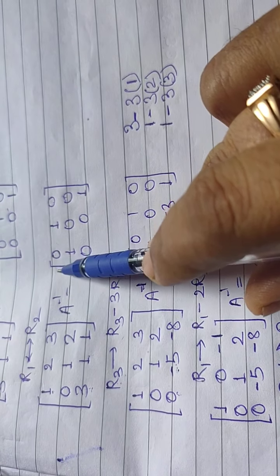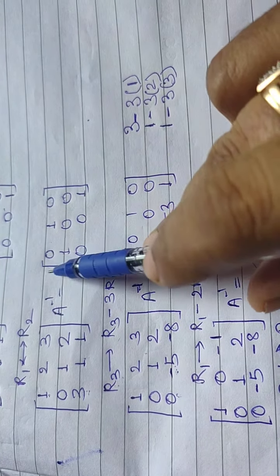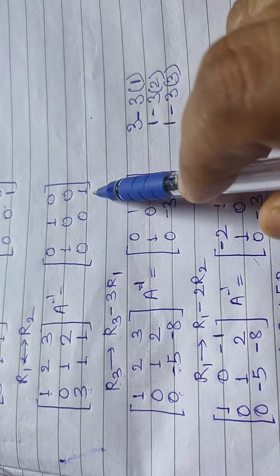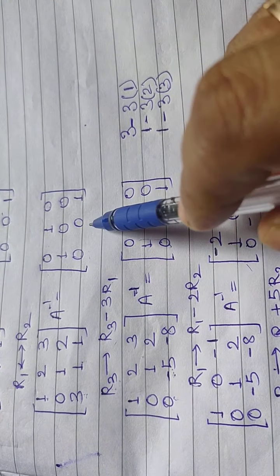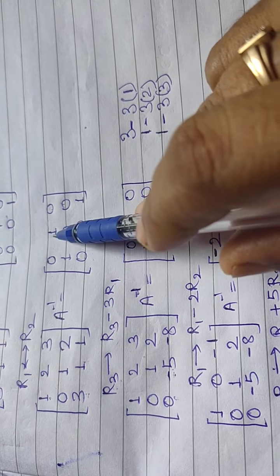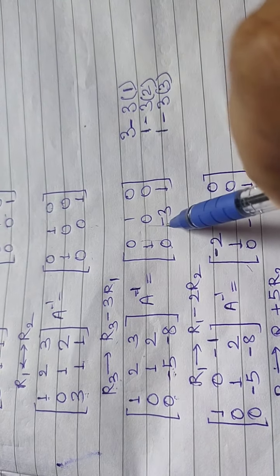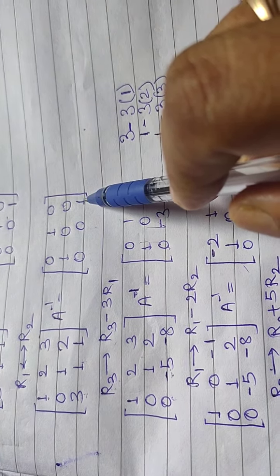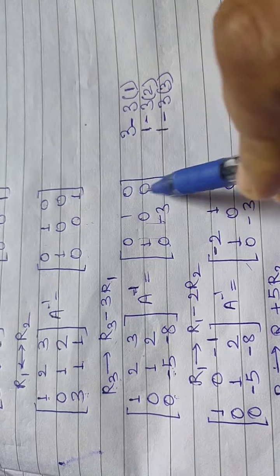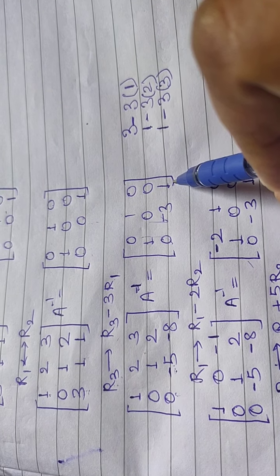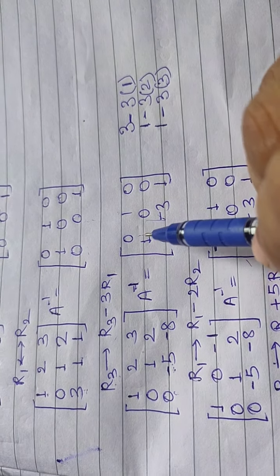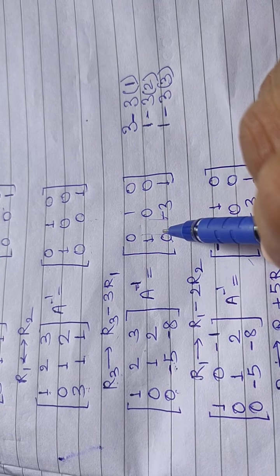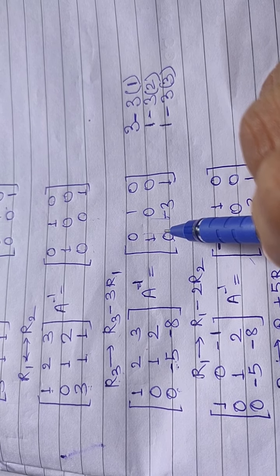Now we are multiplying this first row by 3 and then subtracting that from the first row. So here there is 0, 0 minus 0, it will become 0. This element will be 0 minus 3 into 1, that is minus 3, and this element is 1 minus 3 into 0, so it will remain 1. Whatever transformation we are doing on the left hand side, the same transformation we have to do on the right hand side also.